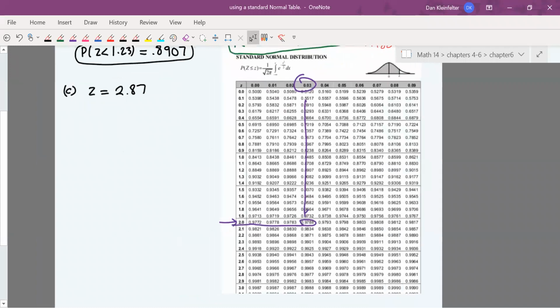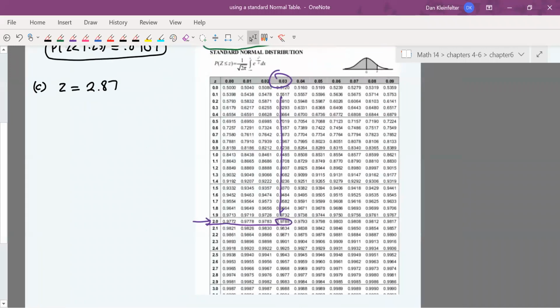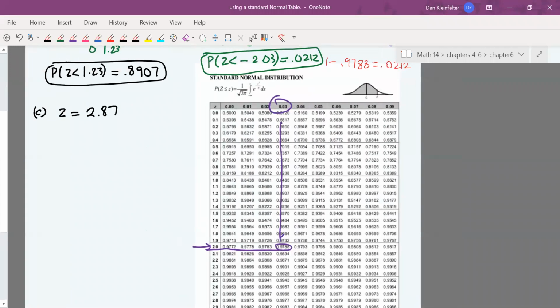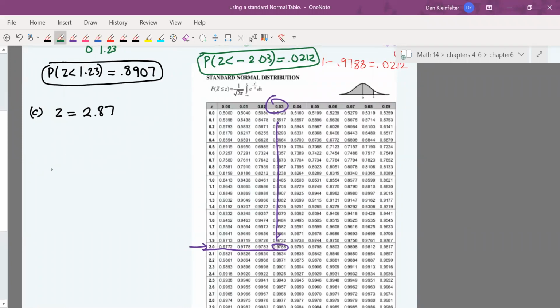Okay, next one will be a little simpler. We wanted the probability that z will be to the left of 2.87. Definitely a good idea to make the sketch. It doesn't have to be really pretty, as you can see, but it can be helpful, especially later when we make more complicated pictures. It's a good idea to just have the habit already made of drawing that picture.